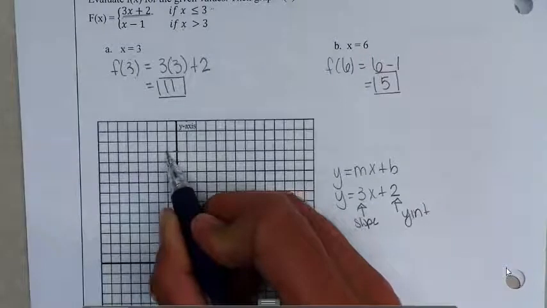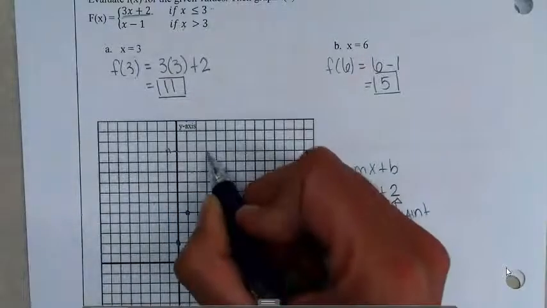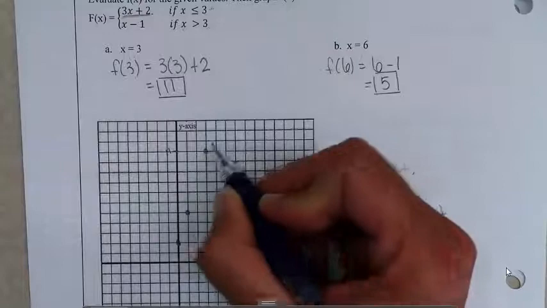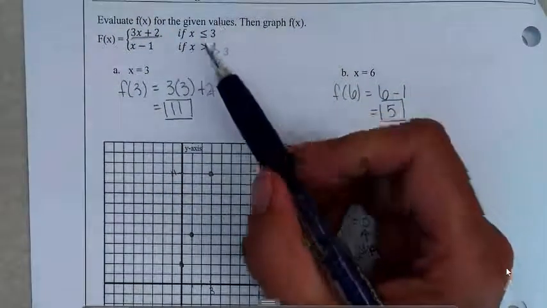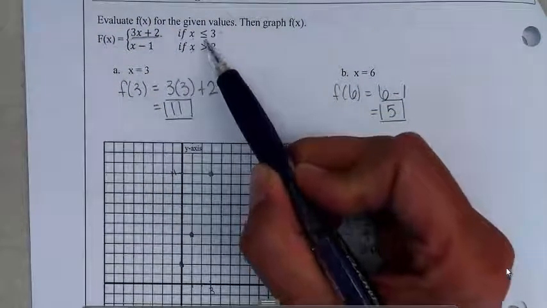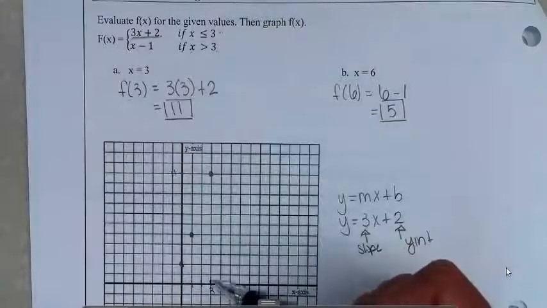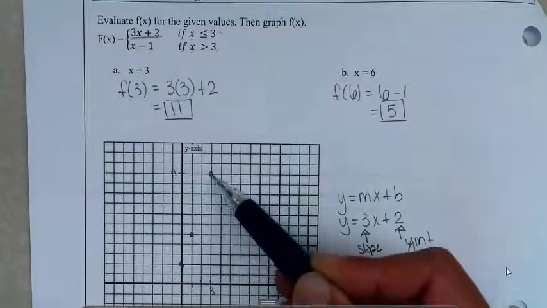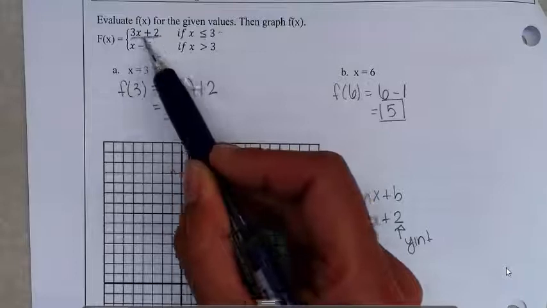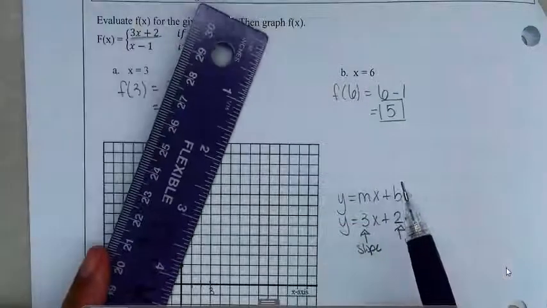There's 11 up here. So at 3, I know that my output's 11. And because it says that x is less than or equal to 3, that means that I can actually have a value at 3 for this function. So it can be on this line.